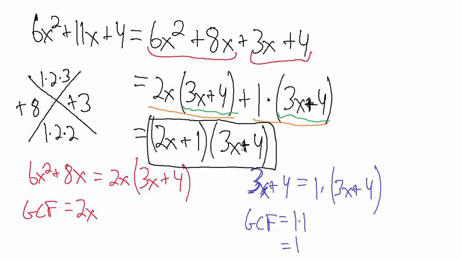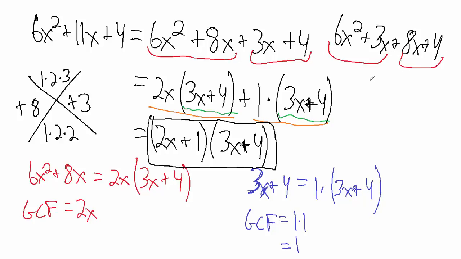Now, I just want to point out something real quick. You might be wondering, okay, we said plus 8 and plus 3, so that gave us plus 8x plus 3x, but could we not also have said plus 3 and plus 8, so that instead we have plus 3x and plus 8x? Or in other words, how do we know to group these two guys together and these two guys together? What if we had instead said 6x squared plus 3x plus 8x plus 4? Could we not have grouped these two together and these two together and factored like that? And the answer is actually yes, we could have done that.